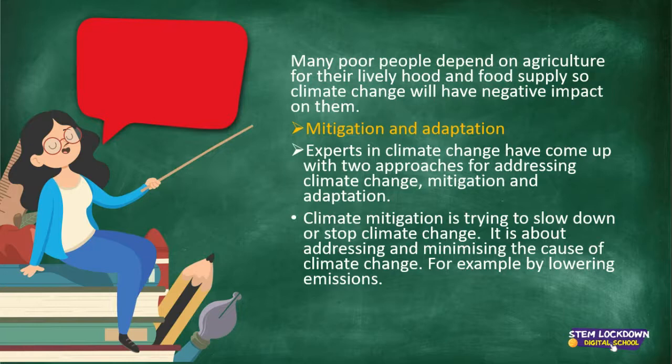Experts in climate change have come up with two approaches for addressing climate change: mitigation and adaptation. So, climate mitigation is trying to slow down or stop climate change. It is about addressing and minimizing the cause of climate change. For example, you can do this by minimizing the emissions.